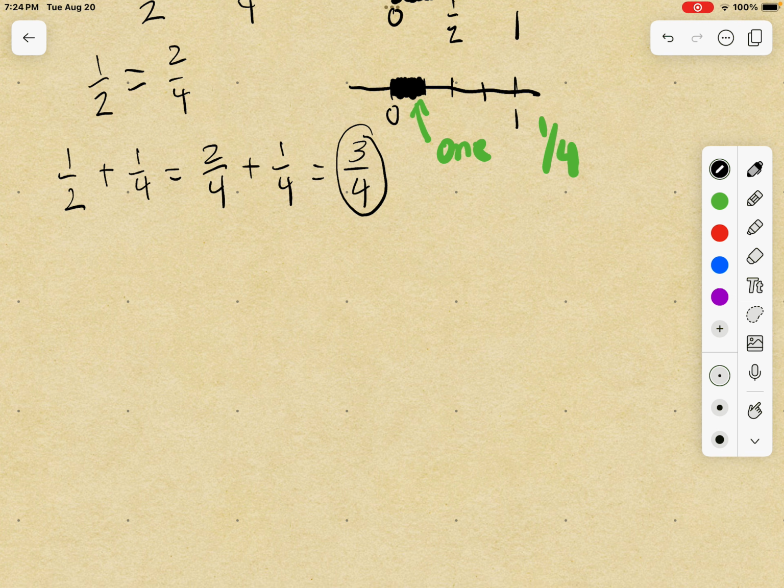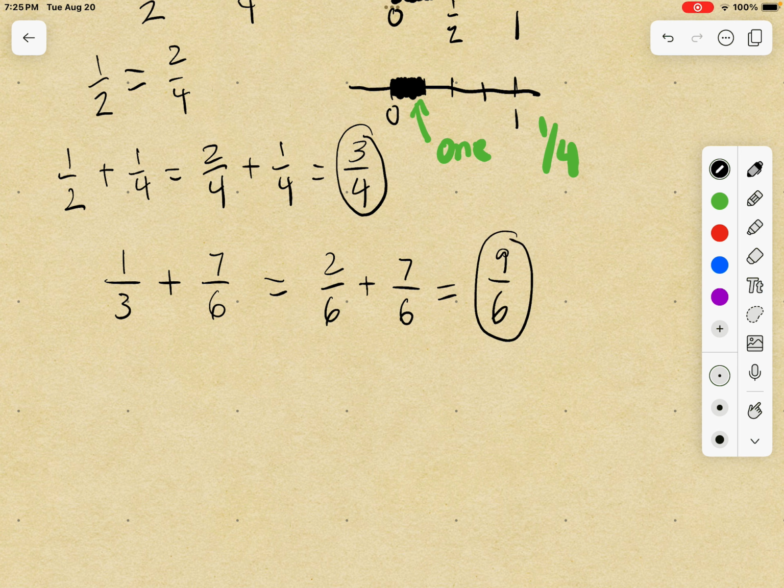Let's say that you had 1/3 plus 7/6. Well, again, I have a different denominator, but I can represent 1/3 as 2/6. And now when I add them, 2/6 plus 7/6 makes 9/6. Okay, that's not in simplest form, but mathematically it's correct. I mean, it is 9/6.